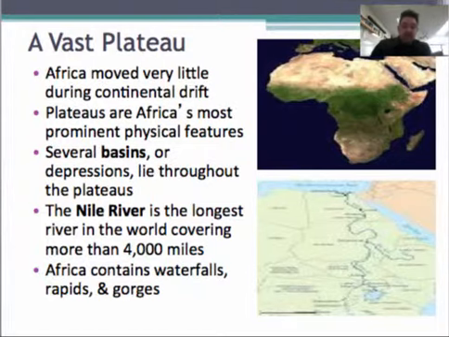Throughout this plateau lie several huge basins, or depressions, which you'll notice on the map if you look in your book on page 415. Each basin spans more than 625 miles across and is as much as 5,000 feet deep. Water collects in the Chad Basin, and rivers flow through the Sudan, Congo, and Juf basins.